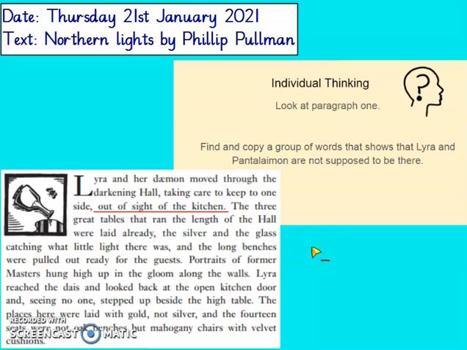The 3 great tables that ran the length of the hall were laid already, the silver and the glass catching what little light there was, and the long benches were pulled out ready for the guests. Portraits of former masters hung up in the gloom along the walls. Lyra reached the dais and looked back at the open kitchen door, and, seeing no one, stepped up beside the high table. The places here were laid with gold, not silver, and the 14 seats were not oak benches, but mahogany chairs with velvet cushions. So this is the group of words that show that they aren't meant to be there. How did you do?